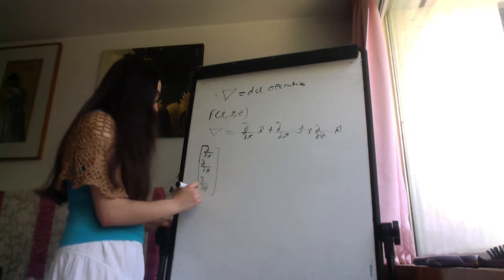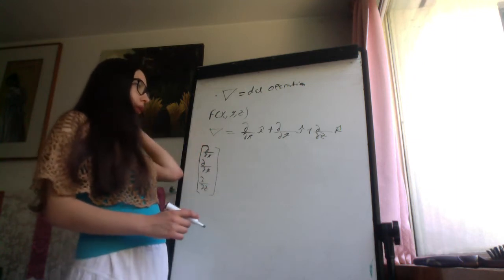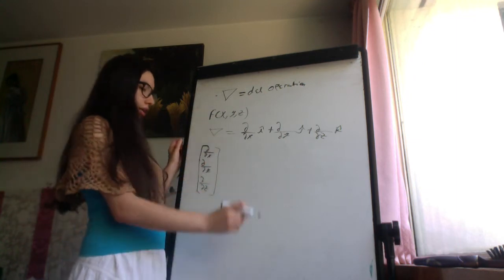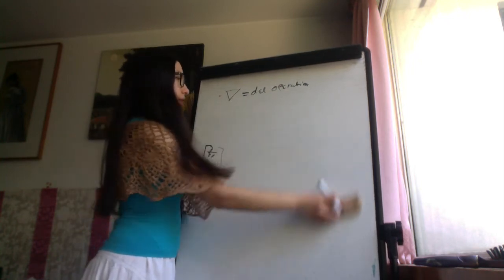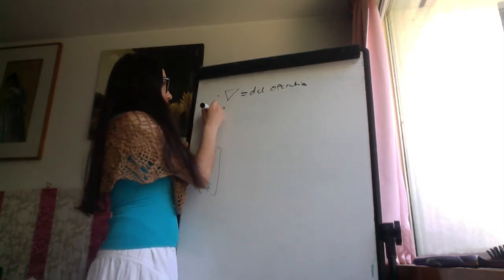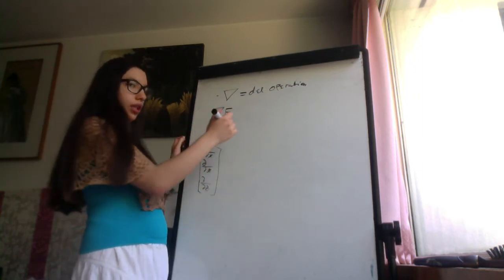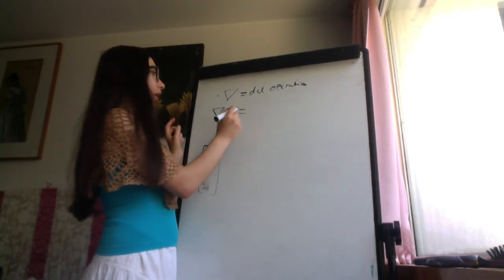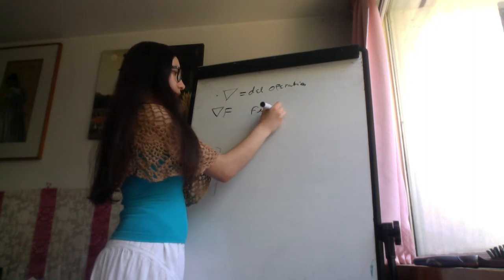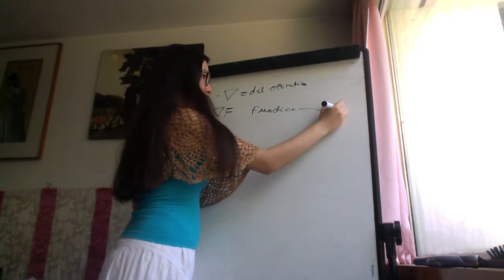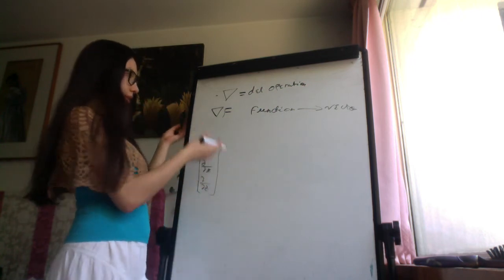Now there are three operations that we can do with the Nabla. We can have a function and multiply that function with Nabla. This will give us a vector. So we are passing from a function to a vector. So let's take the partial derivative of f.